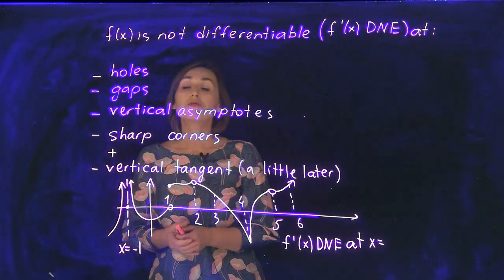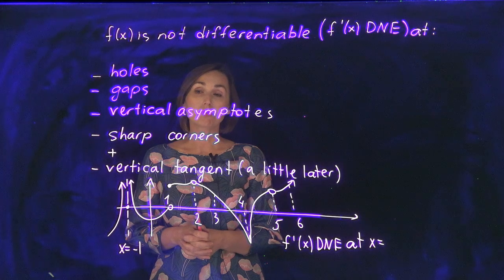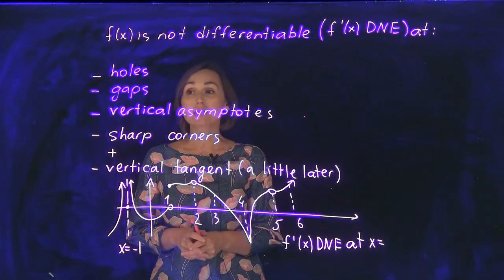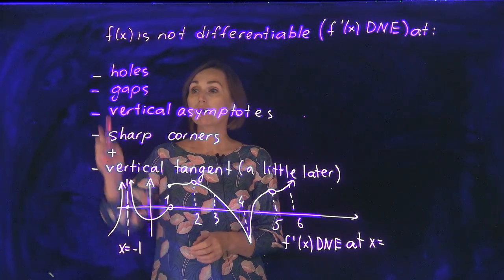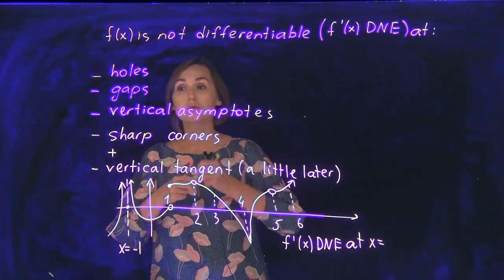Let's talk about where a function is not differentiable. That means that the derivative of the function does not exist. The function is not continuous, so at the holes, gaps, vertical asymptotes. Let me remind you how it looks.